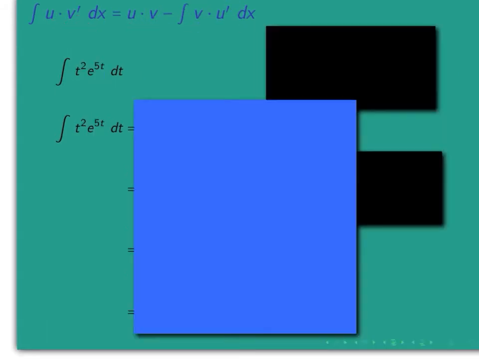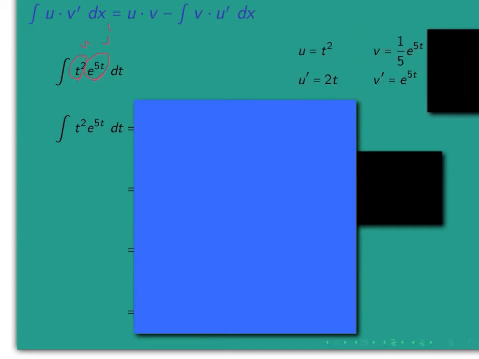Let's look at an example where something slightly different happens. Okay, so we want to find an antiderivative for t squared times e to the 5t. So this time I'm going to pick t squared to be u, and I'm going to pick e to the 5t to be v prime. Okay, so remember, what I need to do then is find u prime and v from this choice.